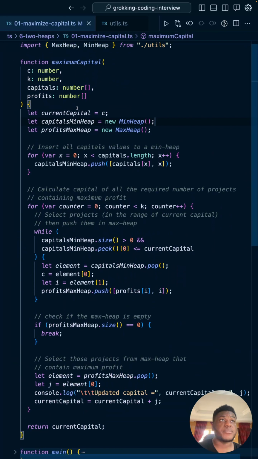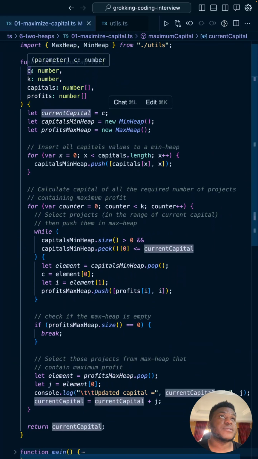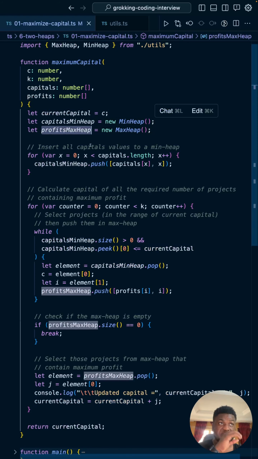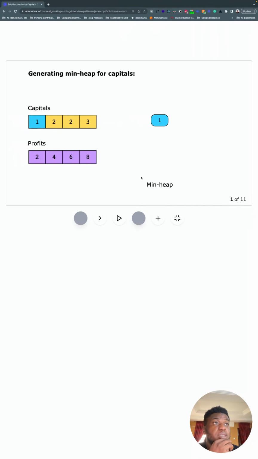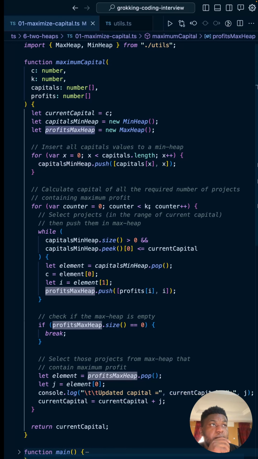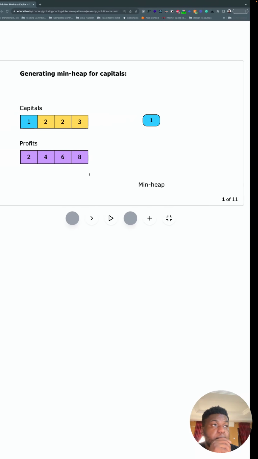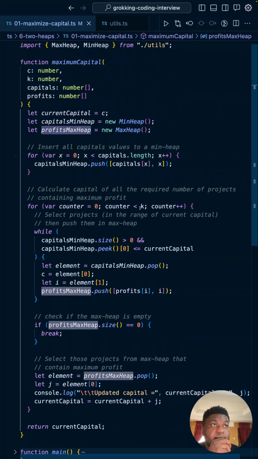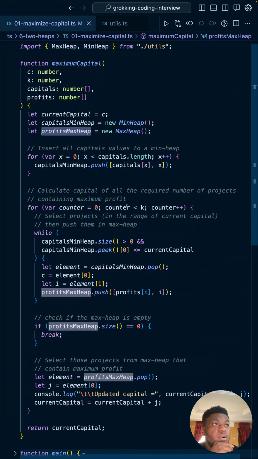So we have a current capital, which starts out as C. The min heap, we initialize to a min heap. The profits, we initialize to a maximum heap. So this is the min heap. And then we're going to build, but first we build the capital. So insert all capital values into the minimum heap. That's what this loop does. And then calculate the capital of all required number of projects containing the maximum profit.